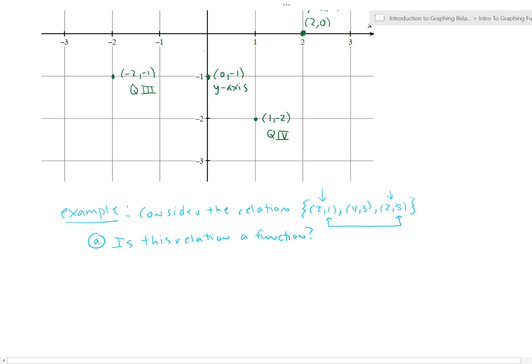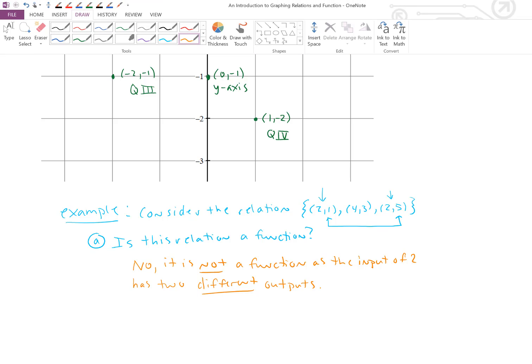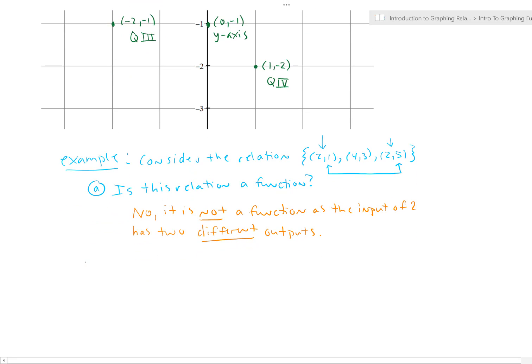So the answer to this is no, it is not a function, as the input of 2 has 2, and here's the important word, different outputs. So not a function, it's still a collection of ordered pairs which we can plot, and in fact that's what we're going to do. Let's plot the relation. Sometimes we use the word plot synonymously with the word graph. So we're going to graph or plot this relation in the Cartesian plane.